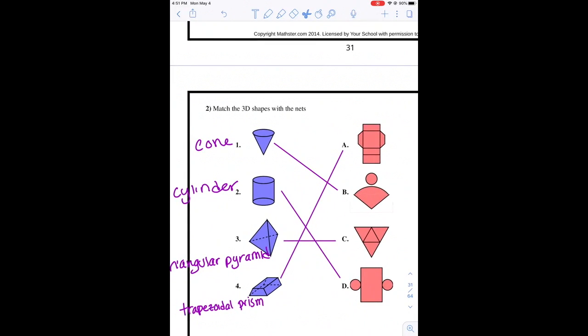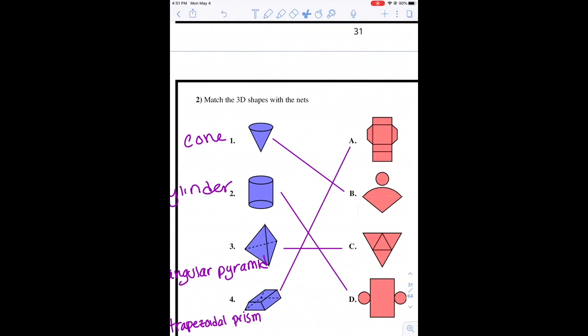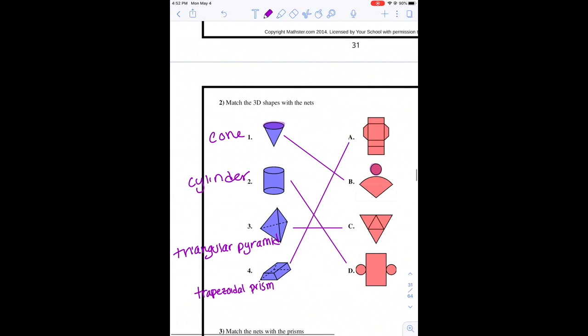So a cone, like an ice cream cone, has one circle base, and that's this little shape on the net. And then the rest of the cone, the sides, fold out into this weird shape. It almost looks like the infield of a baseball diamond. That's what the rest of the cone would fold out into if you were to lay that cone flat.